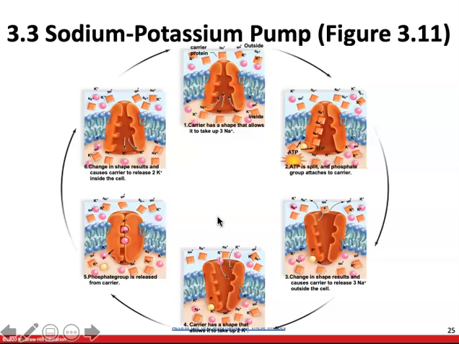All of this process is going to require the use of ATP, and so this is how we use energy in active transport. It's always going to require ATP and the use of a carrier molecule to move those molecules against their concentration gradient.